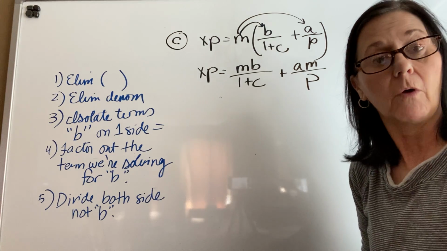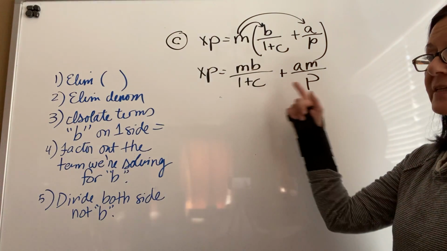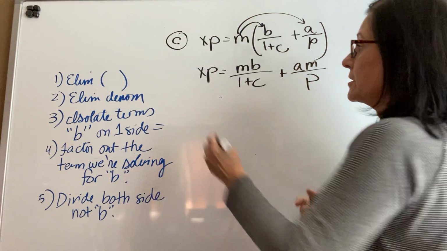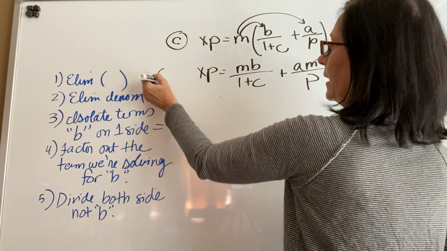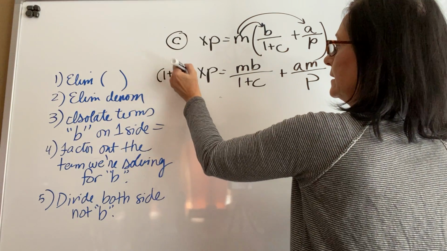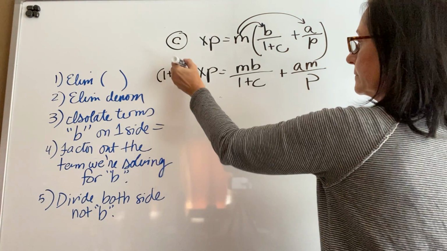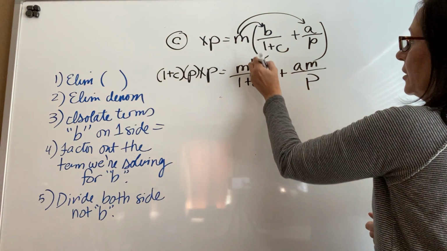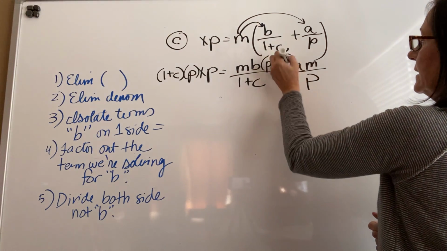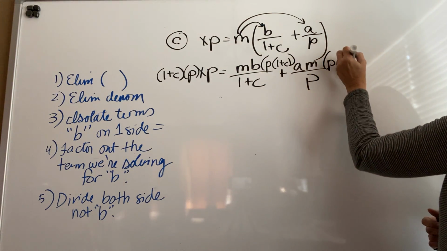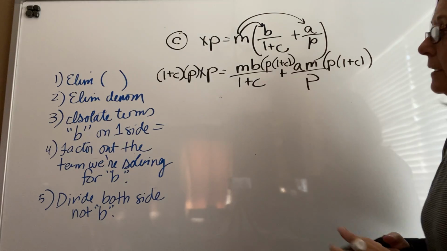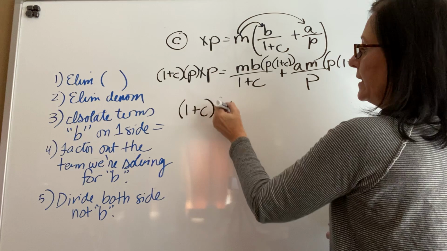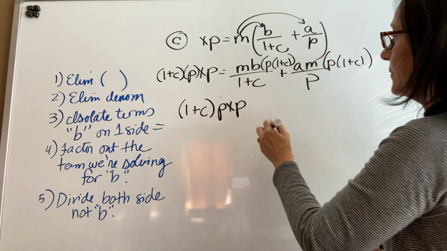Now I'm going to multiply by what would be the common denominator. It's both of these multiplied. It's 1 plus C times P. All right, so I'm going to multiply every term by 1 plus C times P. All right, so P times 1 plus C. P times 1 plus C. All right, this is 1 plus C times PXP. Now I'll need to go back and distribute that.